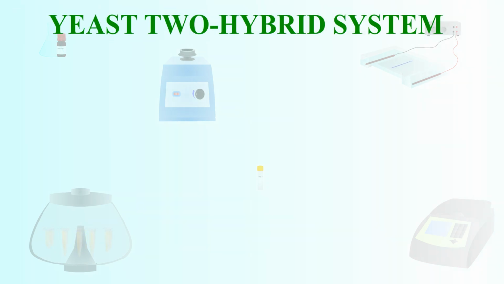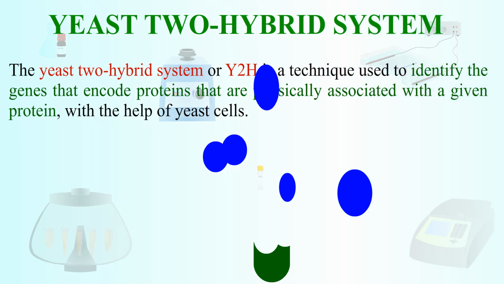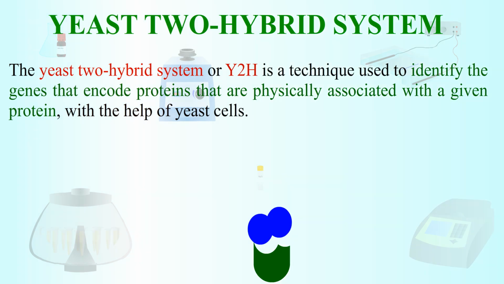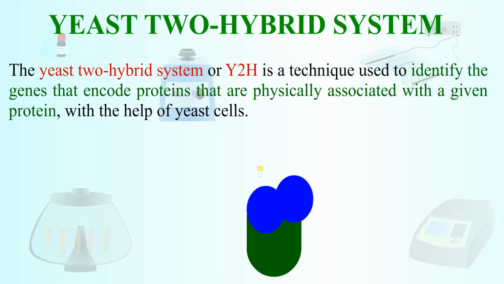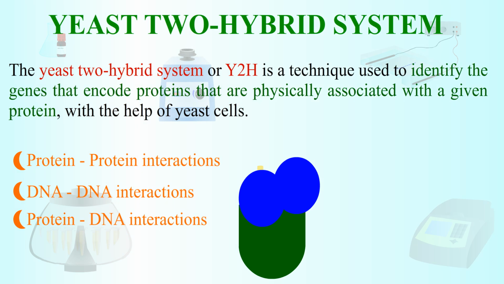Yeast-Two-Hybrid System. The Yeast-Two-Hybrid System, or Y2H, is a technique used to identify the genes that encode proteins that are physically associated with a given protein, with the help of yeast cells. The Y2H system is used to study protein-protein interactions, DNA interactions, or protein-DNA interactions inside the cells.